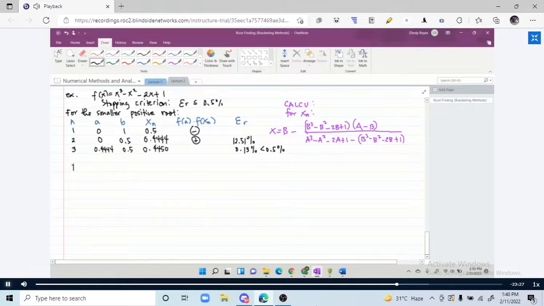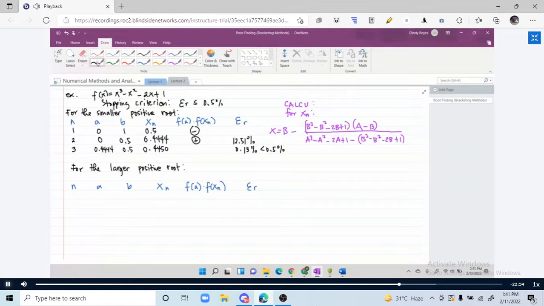Let's solve for the other positive root. For the larger one, larger positive root. Okay, and malapit na tayo matapos. Last na to. Huwag na kayo mainip. Mag-calculator na kayo para mabilis tayo makapagpahinga. Relative error. So, we'll use the same A and B. So, A and B natin, last computation natin is 1 and 2, no? For the larger positive root.